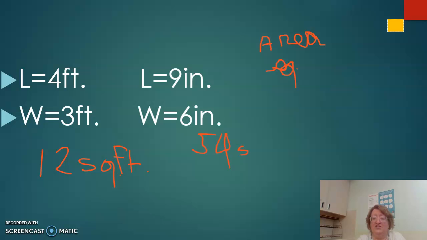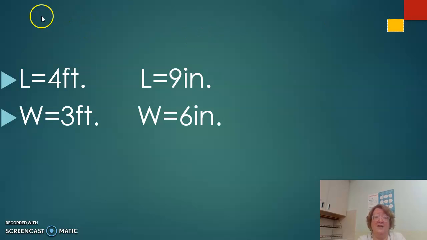square inches. Now, when you get ready to take tests and quizzes, you're going to get some points deducted if you do not put area in square. So if you said 12 feet, you might lose a point, or you will lose a point, if you say 12 feet when it's supposed to be squared. So again, being able to do the area of a rectangle is simple multiplication.